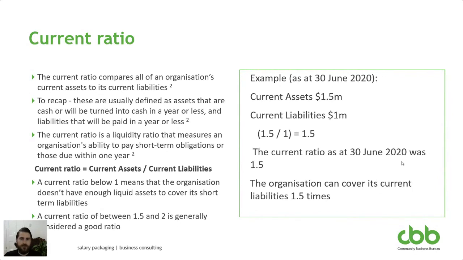So the current ratio is a liquidity ratio that measures an organisation's ability to pay short-term obligations, or those that are due within a year. And it's calculated by having current assets divided by current liabilities. A current ratio below 1 means that the organisation doesn't have enough liquid assets to cover its short-term liabilities. It's alarm bells, definitely something to have a look at, and it may mean that the organisation is potentially trading insolvently. A current ratio of between 1.5 and 2 is generally considered a good ratio.